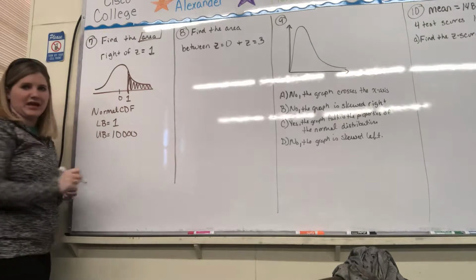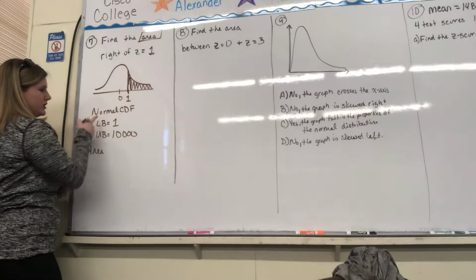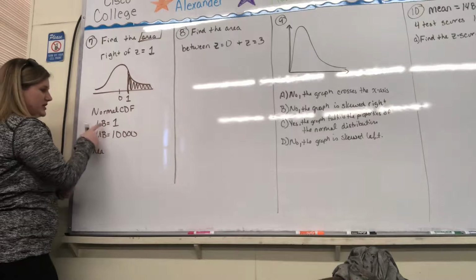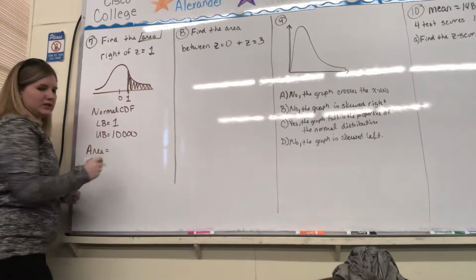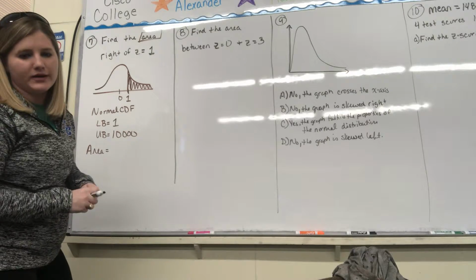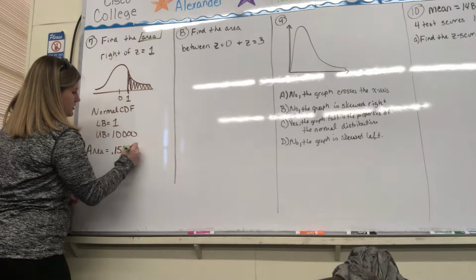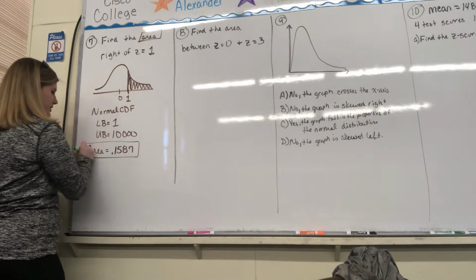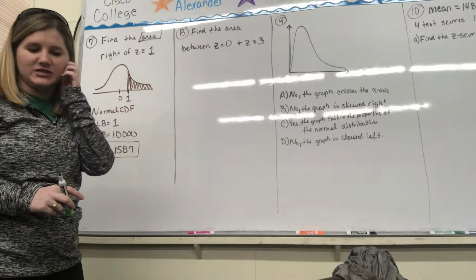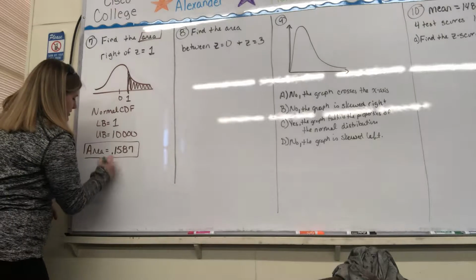positive 10,000. And then using our calculators, going to our second vars, and then normal CDF, lower bound, upper bound, the area would get us, rounding to 4 decimal places always, 0.1587. Area is 0.1587. And again, on area, I should have said this on the last 2 questions, always round to 4 decimal places. So this is answer choice C.